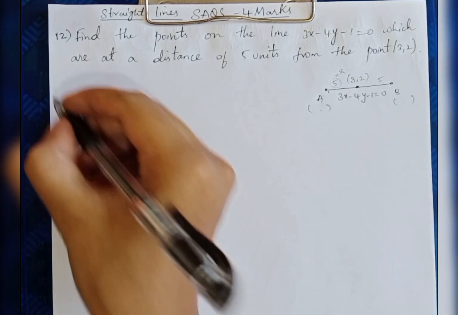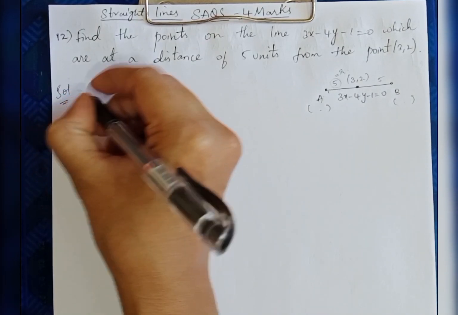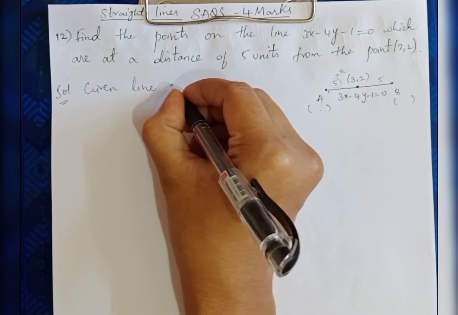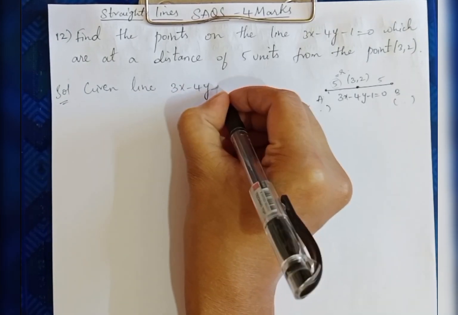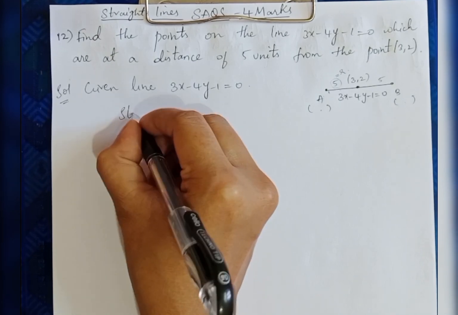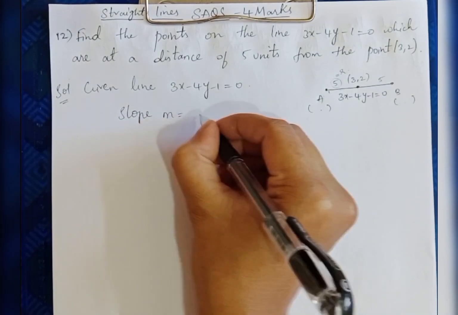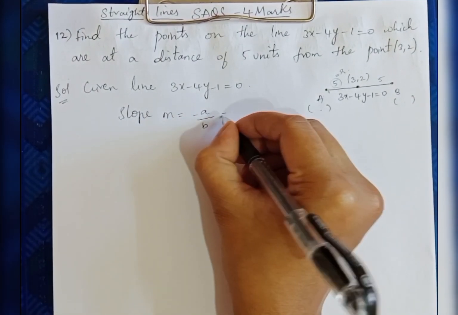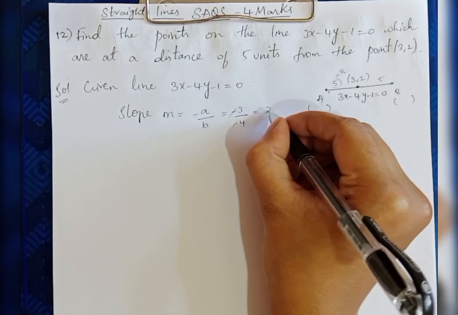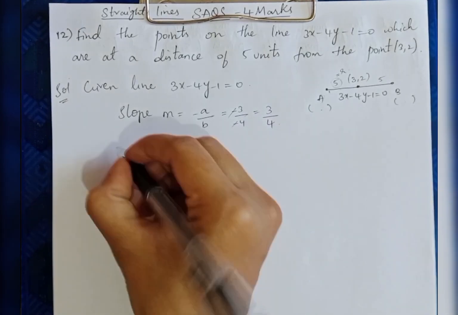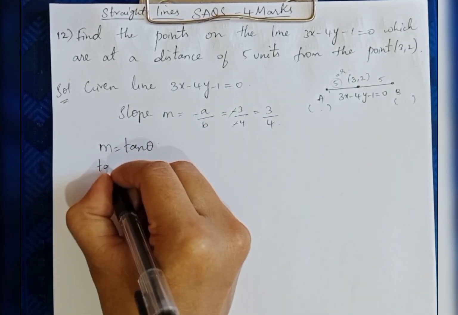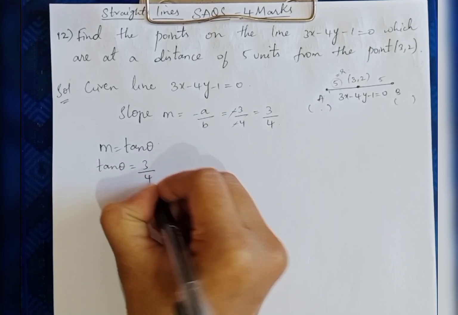So given the line 3x minus 4y minus 1 equals 0, from this line we can get the slope m is equal to minus a by b, which is equal to minus 3 by minus 4. Negatives get cancelled, so it is 3 by 4. We know m is equal to tan theta, so from here tan theta is equal to 3 by 4.